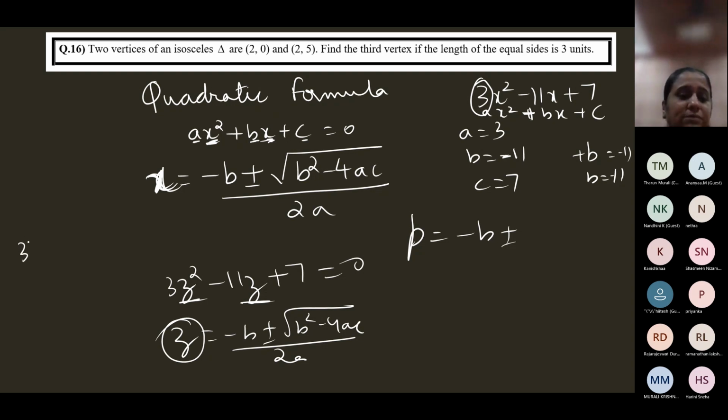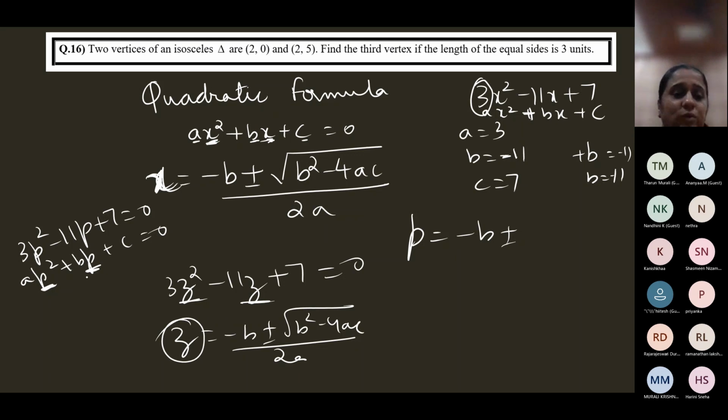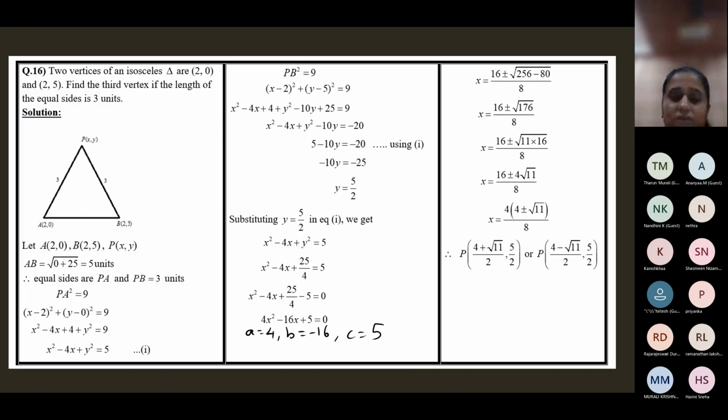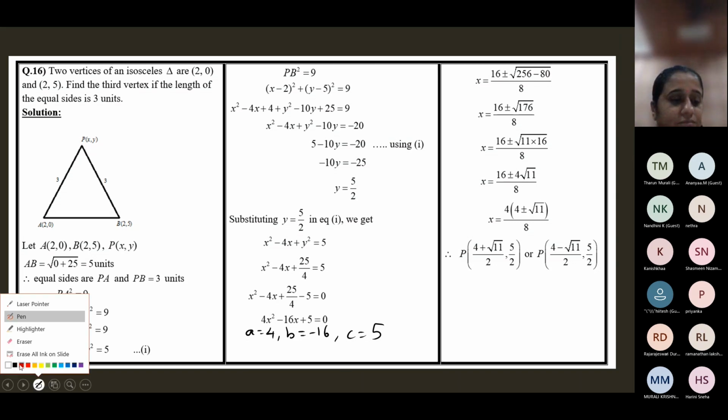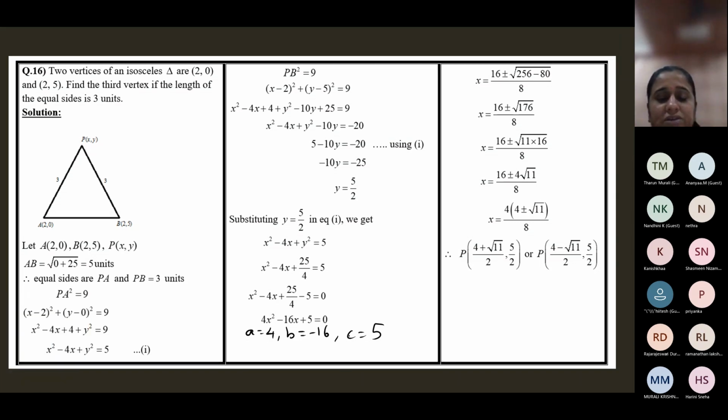So when it is 3p² minus 11p plus 7 is equal to 0, then you will be comparing it with the standard form ap² + bp + c = 0. Change the variable: instead of x² you say p², instead of x you say p. And you must say p is equal to minus b plus or minus root of, and all that. Reflect the variable. Okay, so a is 4, b is minus 16, c is 5.